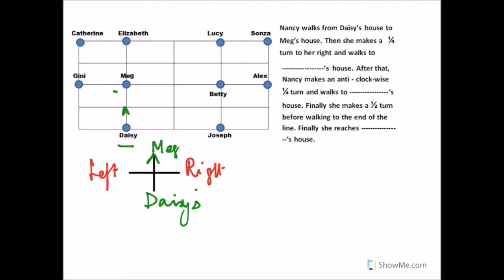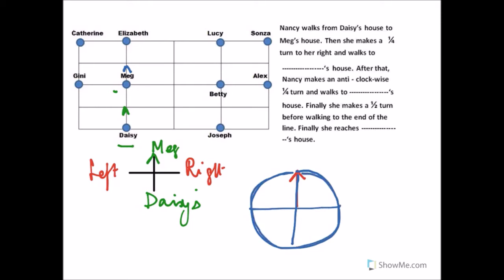So from here, let's understand Meg is in Meg's house, she is in this direction. If Nancy had to take a full turn, she would have gone fully like this. So on reaching Meg's house, her direction is like this. She would have taken a full turn to go back to her original direction, but she takes only 1/4 of the turn.